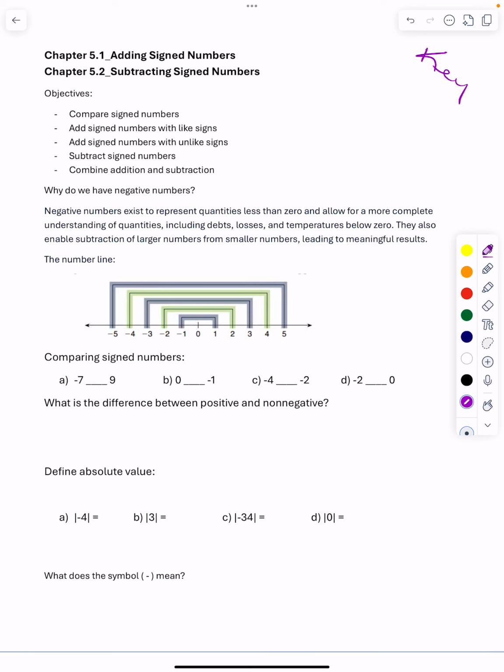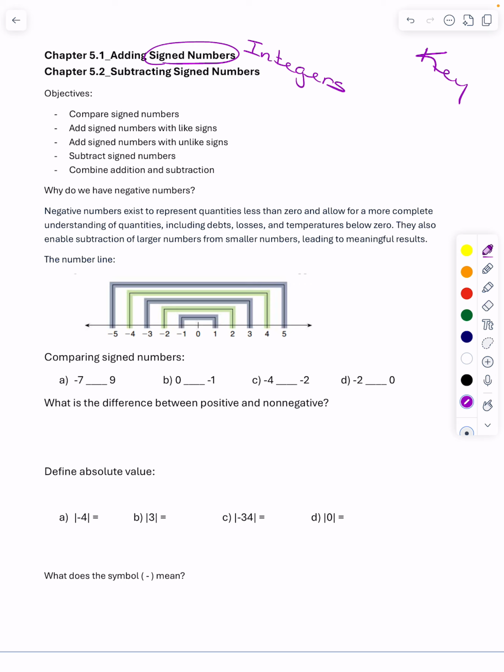Okay, these are the notes for Math 1140, Career Math. This is Chapter 5, and this is only sections 5.1 and 5.2. So we're going to talk about adding and subtracting what we call signed numbers here, integers. Okay, so again, objectives listed at the top, and a brief explanation of why we have negative numbers.